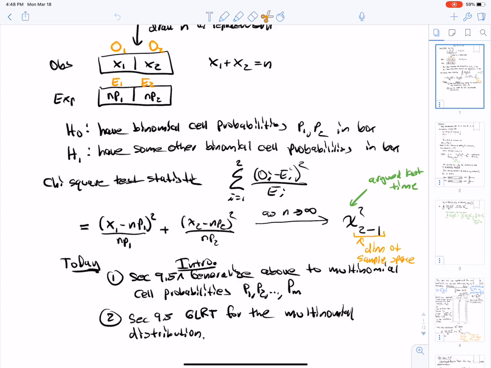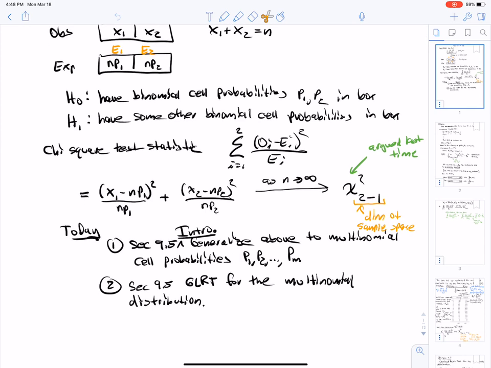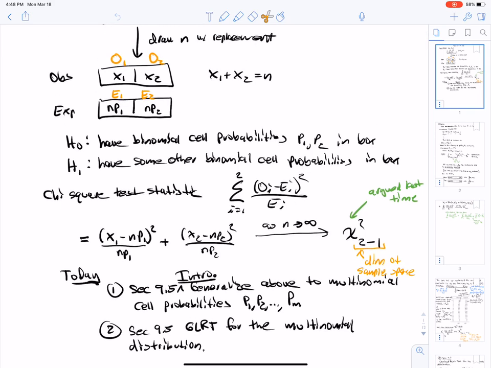And as I showed before, with some algebra manipulation, you can write this as a sum of 1 term, where instead of np1 you'll have np1q1, and that will then be approximately a z squared, which is a chi-squared with 1 degree of freedom, which is the dimension of the sample space 2 minus 1. We have 2 boxes, but you have one constraint.